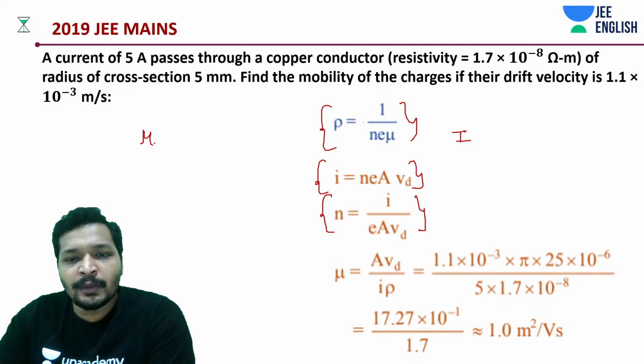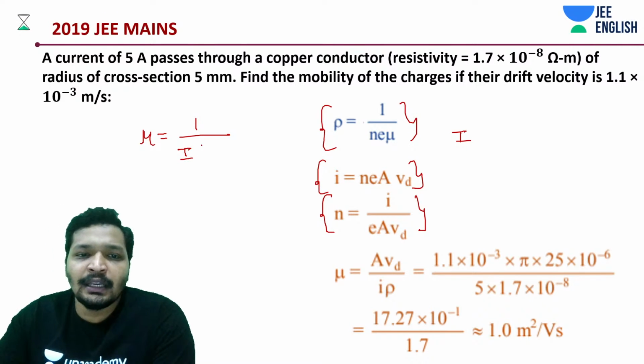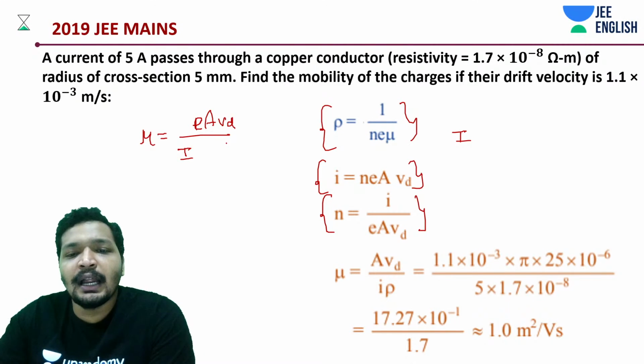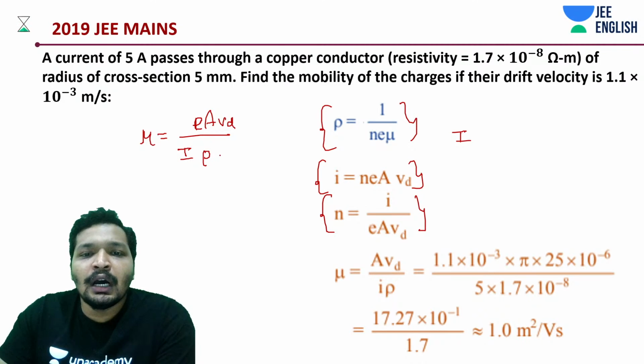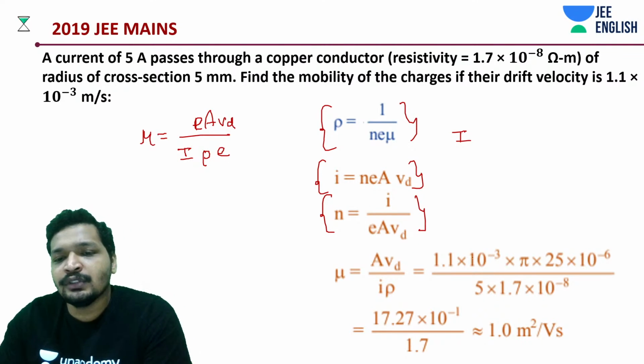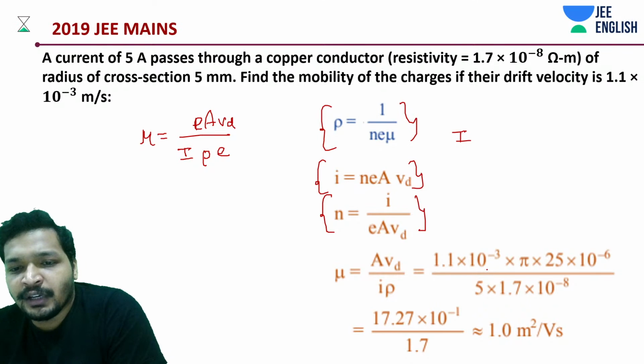mobility is equal to how much are you going to get this to be? 1 by N. N is going to be how much? Some current that has been given to you divided by EAVD. You can carry EAVD to the top, and on the denominator you have something like rho into E. Substitute those values, you can simplify those, and when it comes to simplification, we need to definitely adopt a method that is going to be faster.